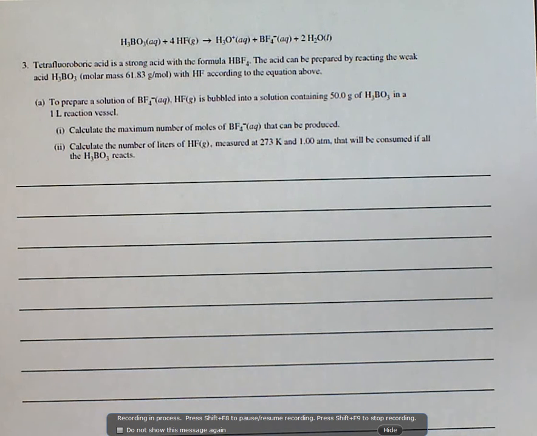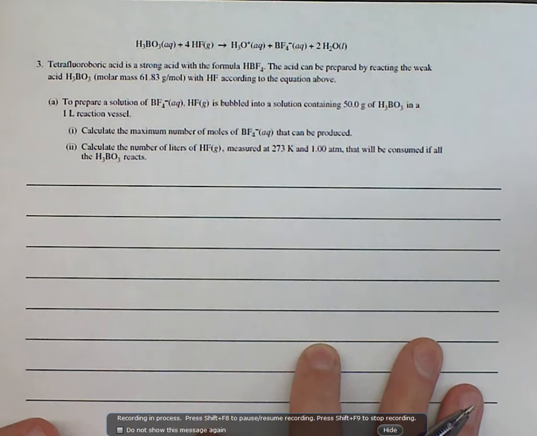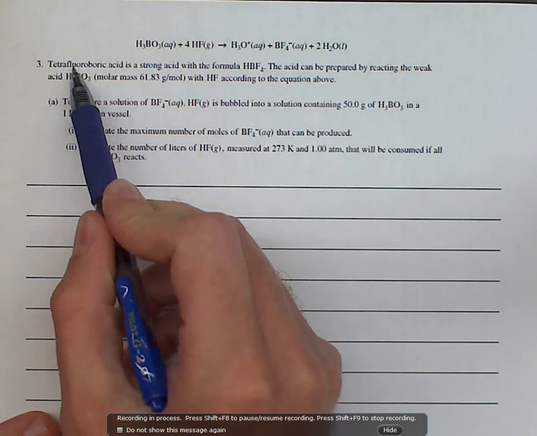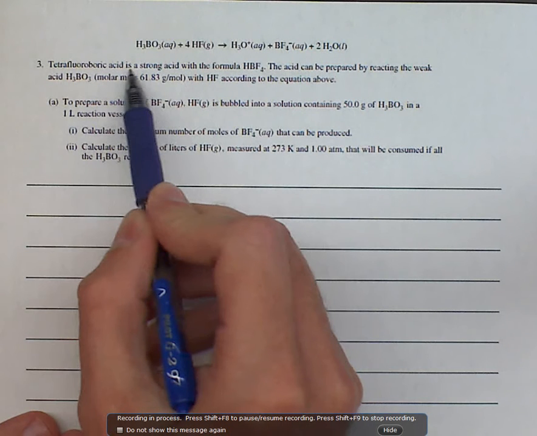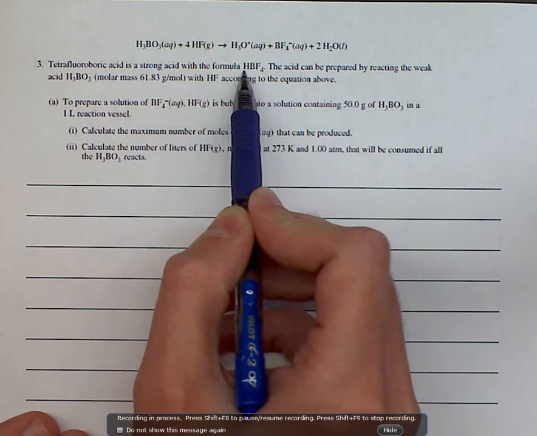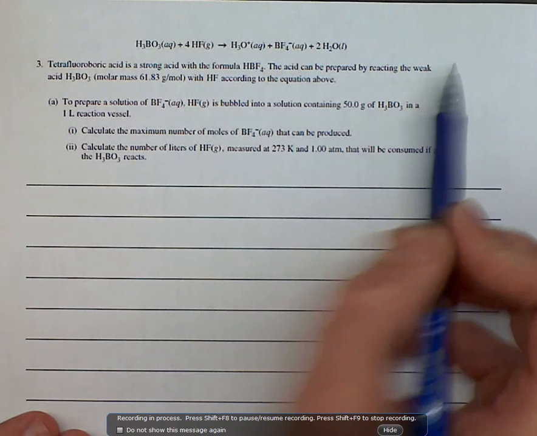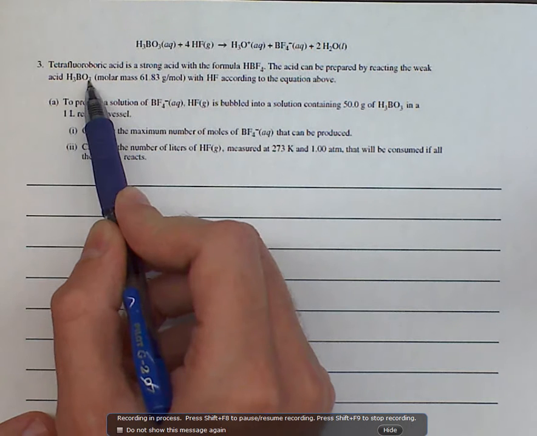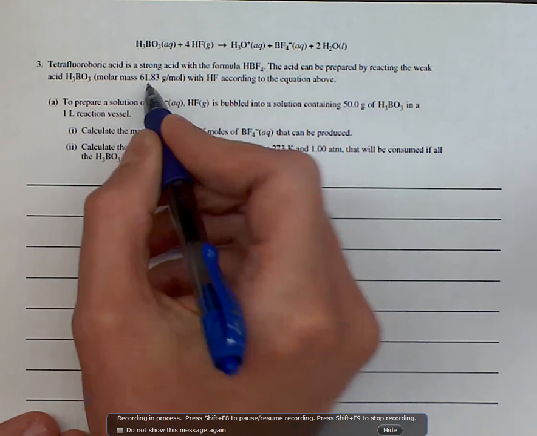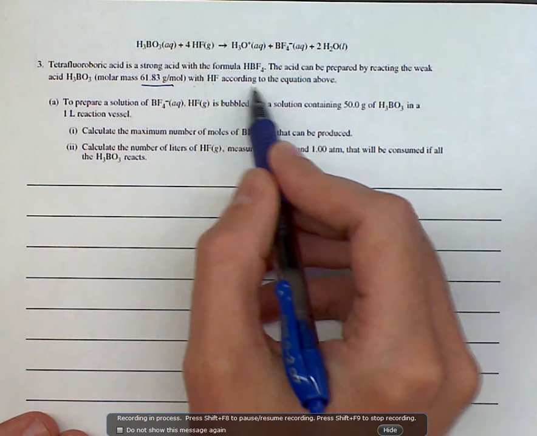Okay, let's take a look at question number 3. So here's what we have. We have tetrafluoroboric acid, which is a strong acid with the formula of HBF4. The acid can be prepared by reacting with a weak acid, H3BO3. Oh, nice, they give us the molar mass here, with HF, and according to the equation before.